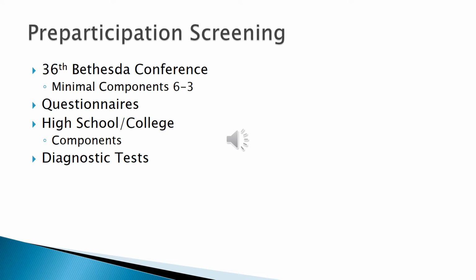So looking at pre-participation screening, one of the things that is obviously a major concern in athletics is sudden cardiac death. So part of the purpose of having pre-participation screening is to hopefully screen out people who may have some pre-existing issues that could possibly cause problems. So we want to know about pre-participation screening, or what really needs to be included. As recommended by the 36th Bethesda conference, and your textbook talks about this, the American College of Cardiology basically has listed the minimal components that need to be included in a pre-participation physical exam.